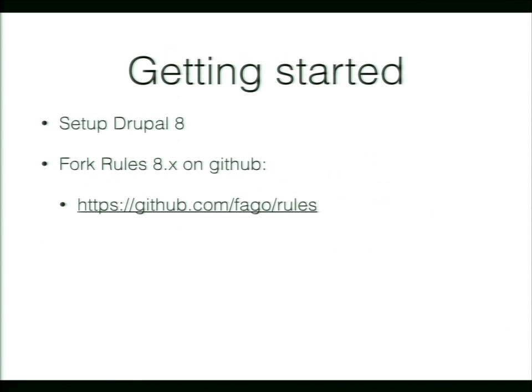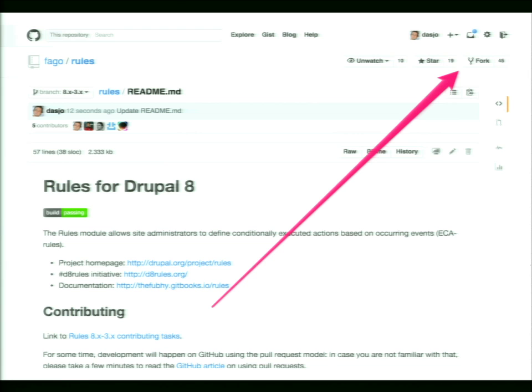Okay, so that's how that works. Now, if you're a developer, how many of you are developers that would be interested? Awesome. And who has already written a rules integration, let's say in Drupal 6 or 7? Implemented an action or condition? Cool. So the way we're going to do this in Drupal 8 right now is, we need a working Drupal 8 installation, obviously, and then we go on GitHub and just fork the rules module from Fago's repository. It's pretty straightforward. As mentioned, already 45 people have forked it.